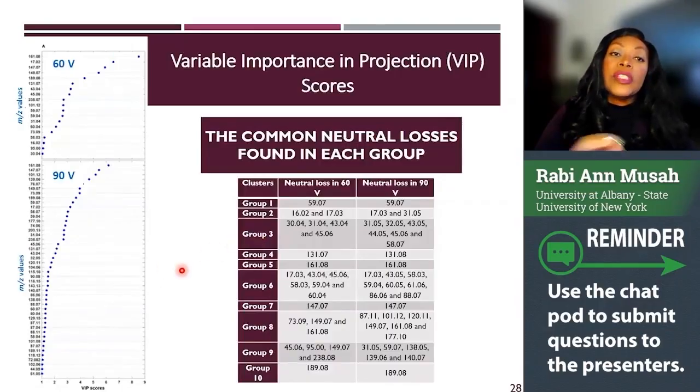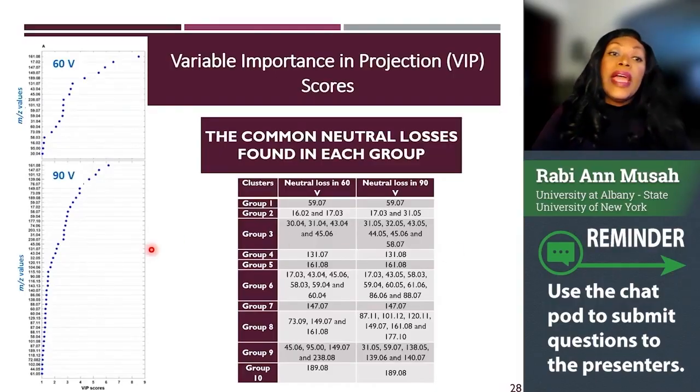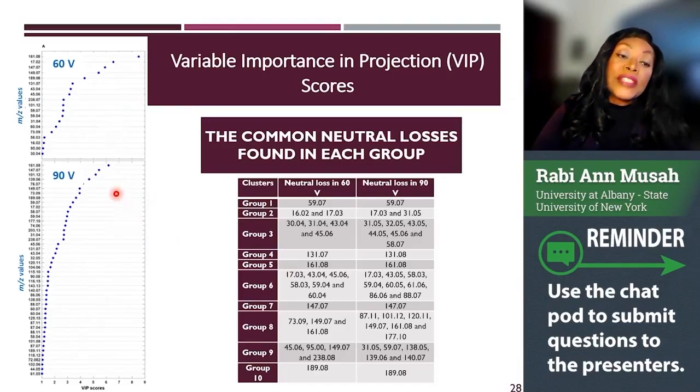Now, one of the nice things about using PLSDA is it allows us to generate these variable importance and projection scores that give us an indication of just how important a particular variable, or in this case, m/z value, is to classifying a particular molecule. And that's nice because it gives us markers for the different groups. The variable importance and projection, or VIP scores, are indicated here on the left panels for the 60 and 90 volt data. The VIP scores extend from 1 to 9, which you can see on the x-axis down here, and on the y-axis on the left-hand side, you can see the m/z values for the 60 and 90 volt data.